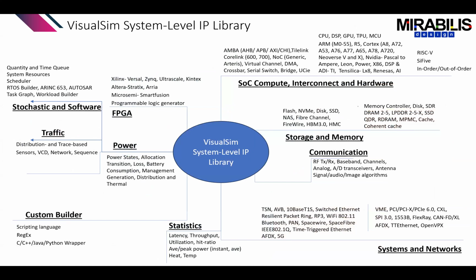Now, how does VisualSim make all of this happen? VisualSim makes all of this happen really through the libraries. It has a large library of modeling components extending from processors to networks, to custom builders, to power systems. And using all of these, it's very easy and rapid for the user to assemble a model, run iterations, and do the analysis.